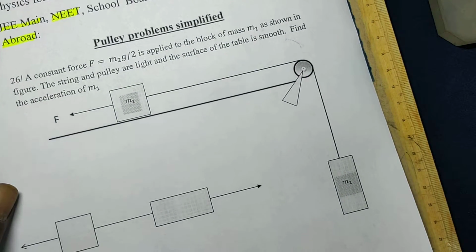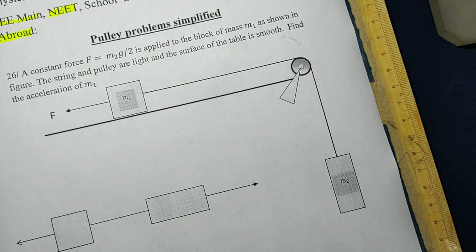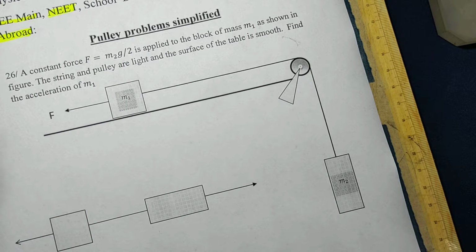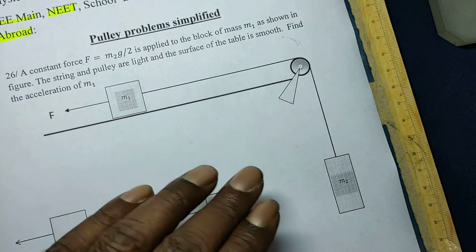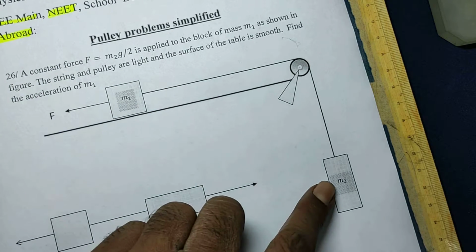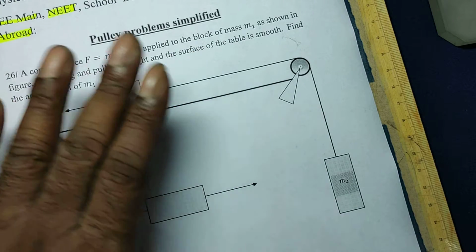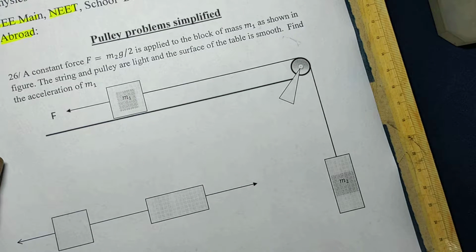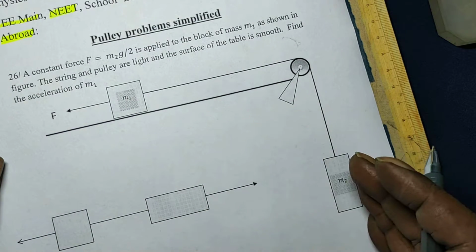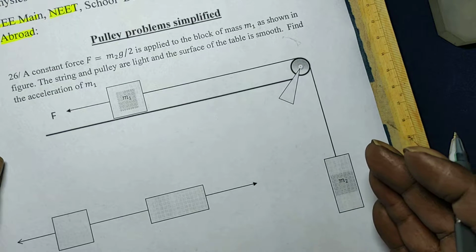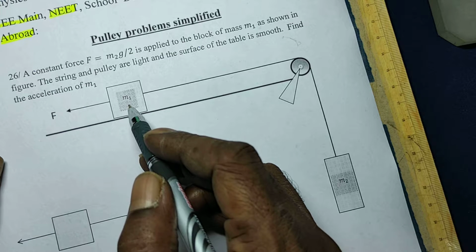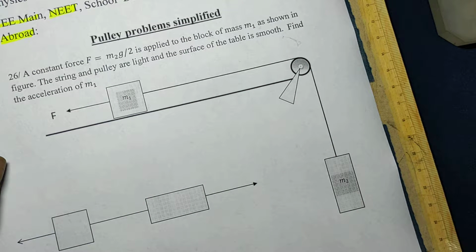Now look at the diagram. Normally in my previous videos, I have taken this mass as m1 and this as m2, and I have derived the equations accordingly. But since it is in the book, this is given as m1 and this is given as m2, so I have kept it as such. I have not modified it. I normally take the mass on the right hand side as m1 and the one on the left hand side as m2, but here I have not changed it.